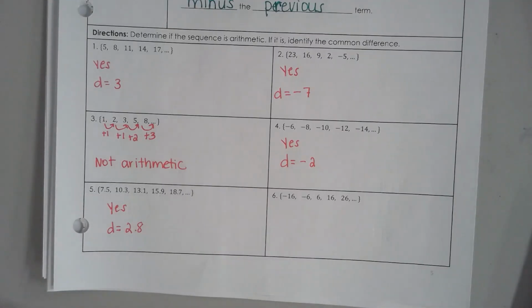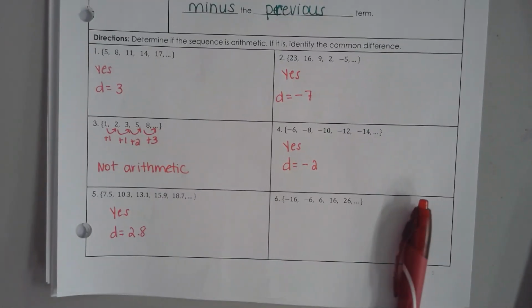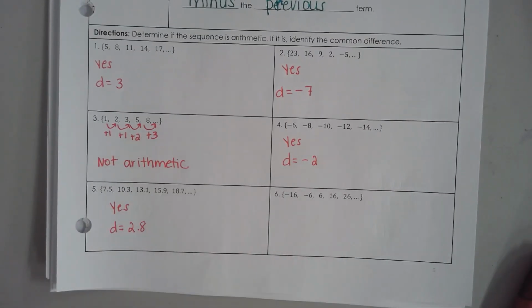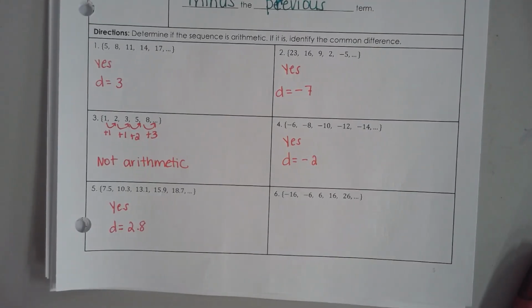All right, I want you to try number 6. How many of you say yes, it's arithmetic? Raise your hand. How many of you say no? You didn't raise your hand on either of them. So, what do we think it is? No? You think it's no? Why? Well, on this, it's adding, but the numbers go down, but then they go back up. Not necessarily. It's not consistent.